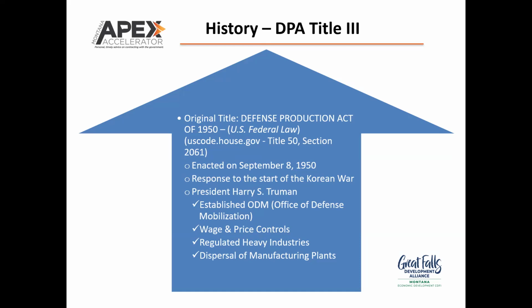Under the authority of the Act, President Harry S. Truman established the Office of Defense Mobilization. He also instituted wage and price controls and strictly regulated production in heavy industries such as steel and mining. Truman also prioritized and allocated industrial materials in short supply.